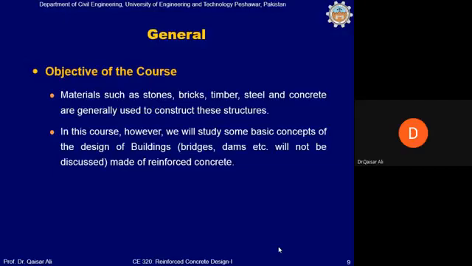Okay. In this course, however, we will be studying the basic concept of the design of buildings, not bridges and dams, made of reinforced concrete. So our scope is limited to 2 things. One, we will be studying the design of buildings or building components, and the material will be reinforced concrete. So buildings made of reinforced concrete will be our topic in this course. Bridges and dams will not be discussed in this course.